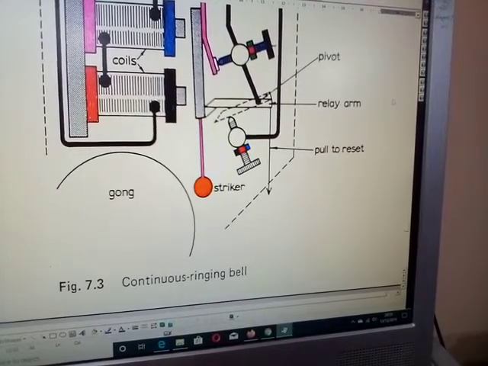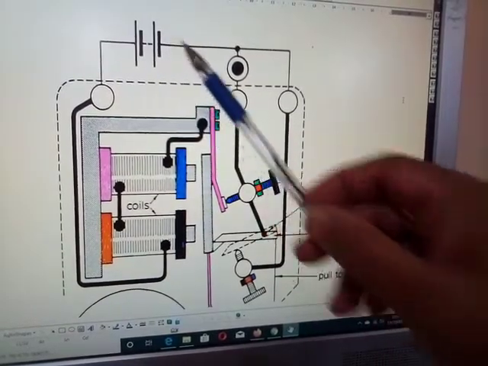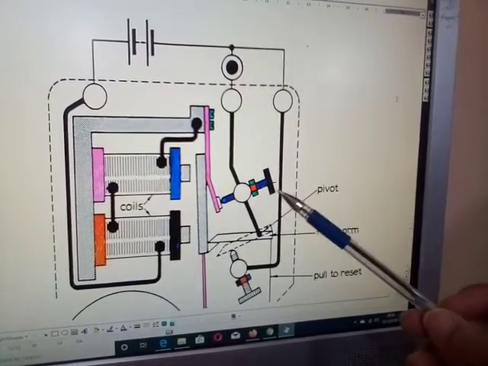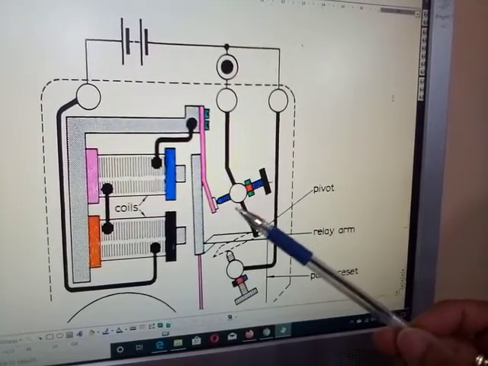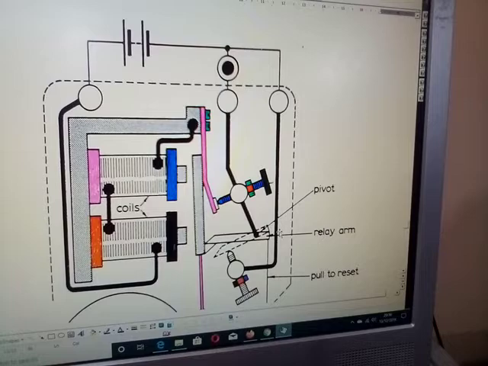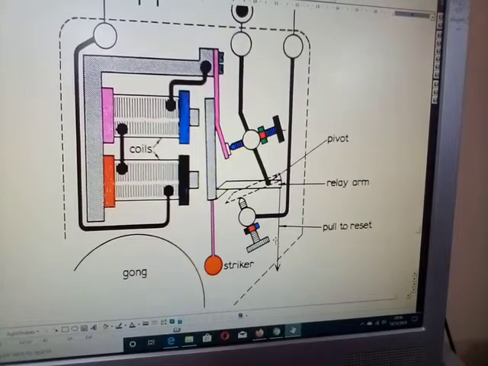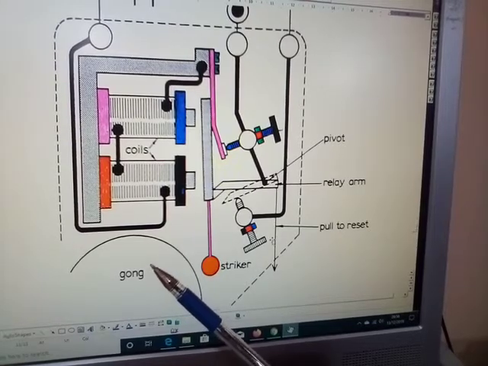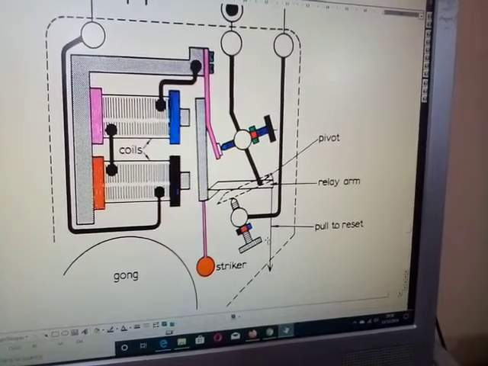Now here, again, is the continuous ringing bell. And here you can see your battery supply, internally supplied. You can see your pivot, and you can adjust this, which acts as the trembler. By adjusting this, you can set it so it vibrates in and out against that. And here you have your gong, so it will be knocking against the gong, and this gong would be metal. Believe me when I tell you, when this goes off, you will know it. You cannot miss hearing it.